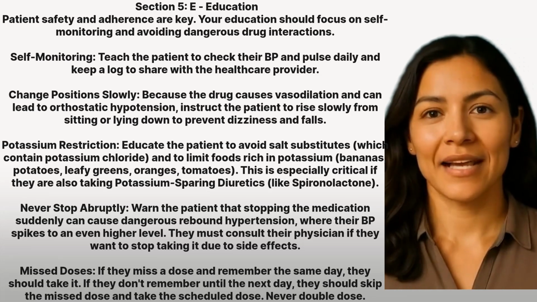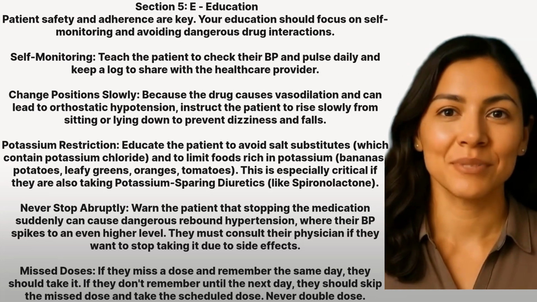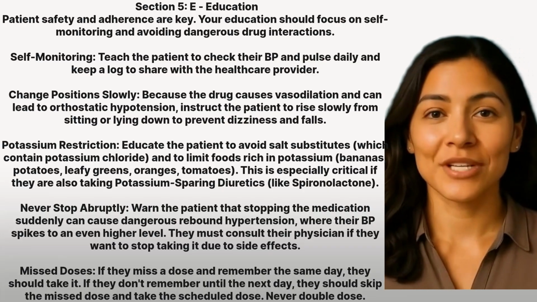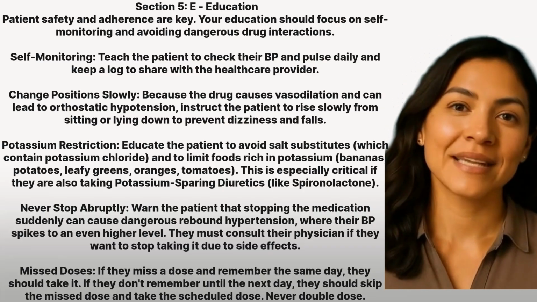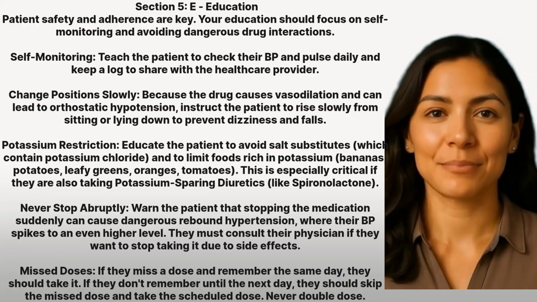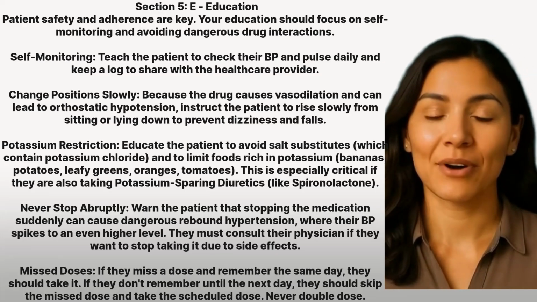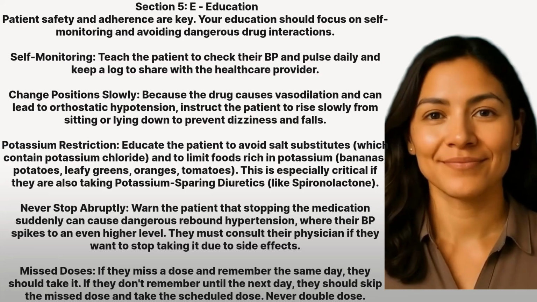Potassium restriction. Educate the patient to avoid salt substitutes, which contain potassium chloride, and to limit foods rich in potassium: bananas, potatoes, leafy greens, oranges, tomatoes. This is especially critical if they are also taking potassium-sparing diuretics like spironolactone.